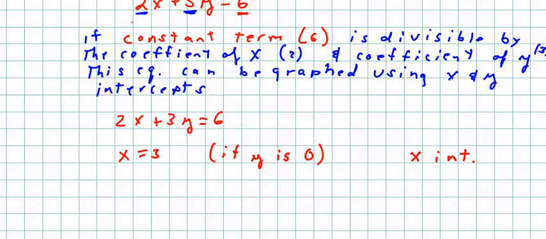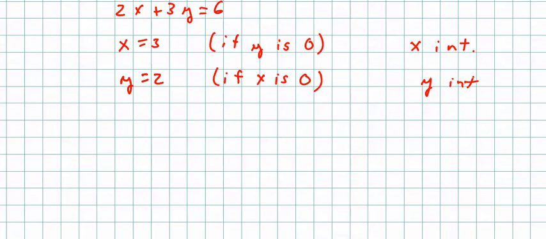Now, what happens if x is 0? If x is 0, we have the y-intercept. 2 times 0 is 0, so we can ignore that. 3 times y equals 6. 3 times what is 6? 2. So y is equal to 2 if x is 0. So graphing this is really, really easy.